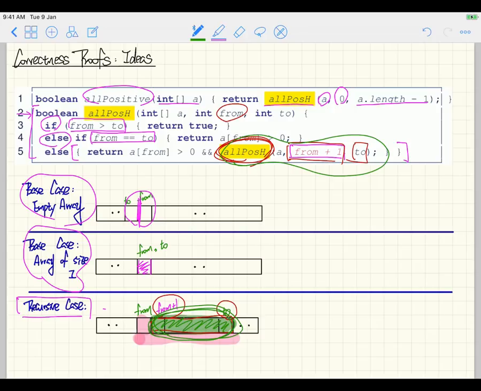And then we combine that result, which is either true or false, together with whether or not this particular element is positive or not, and combine them together using conjunction. Over here, it's going to give us the right result. Okay? That's the overall picture for proving the correctness.